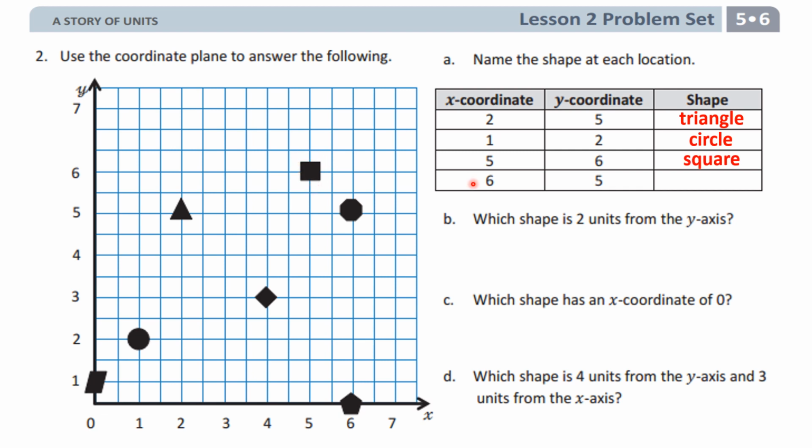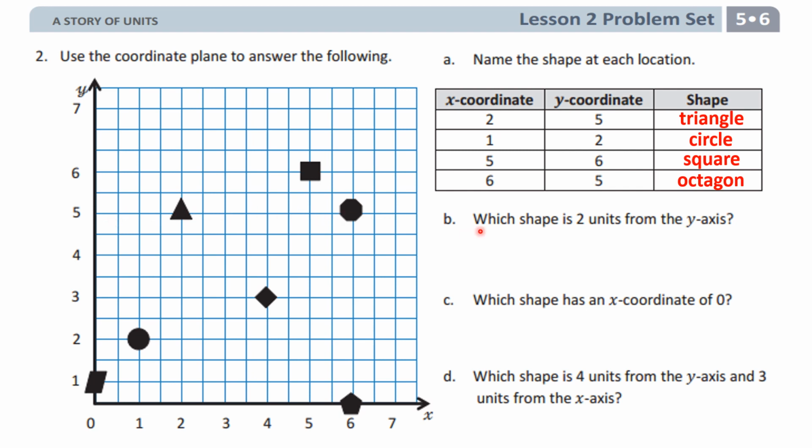I would like you to do the next one, 6, 5. In a few seconds, I'm going to put up the name of the shape on the table. 6, 5 directs me to an octagon right here. It is 6 units on the x-axis and it is 5 units on the y-axis.